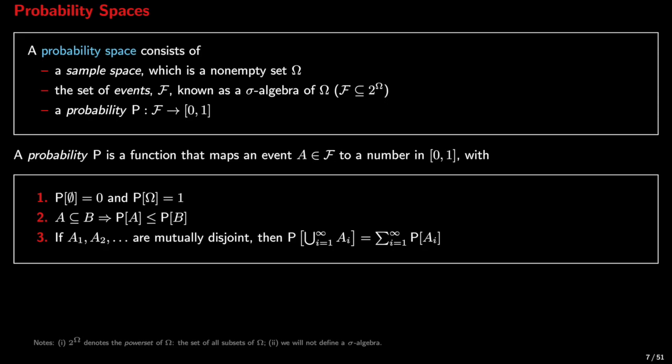The third axiom is that if we have a sequence of mutually disjoint sets, then the probability of their union is the sum of their probabilities. So if we have the sets A1, A2, A3, and so on, which are mutually disjoint, this means that there is no element that is simultaneously in A1 and A2. A1 and A2 don't overlap. A1 and A3 don't overlap. A2 and A3 don't have any common elements. They are mutually disjoint. So if that's the case, then the probability of the union of these sets is exactly equal to the sum of the individual probabilities, the sum of probabilities of the sets Ai.